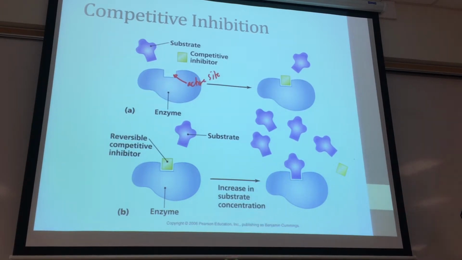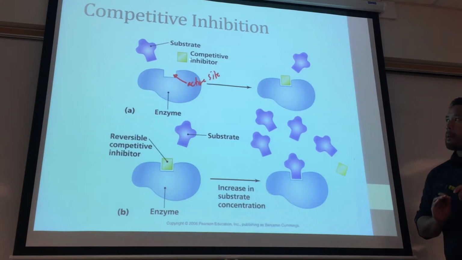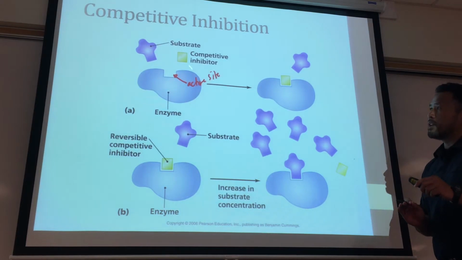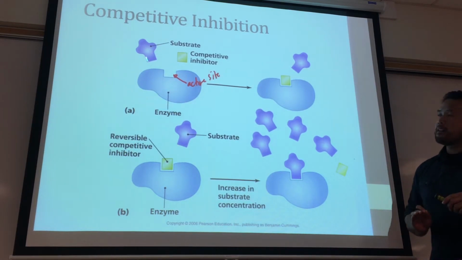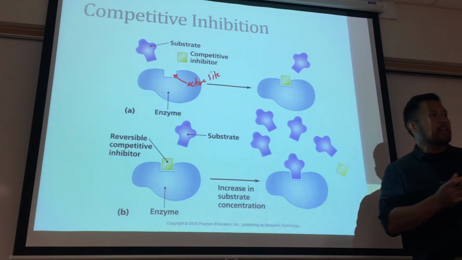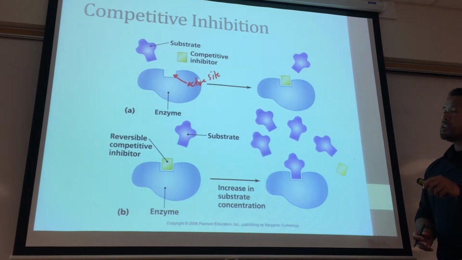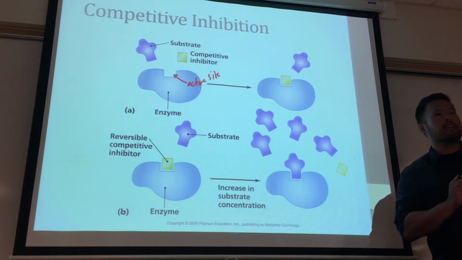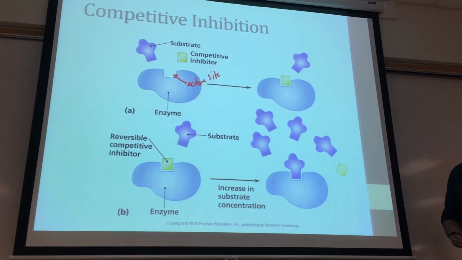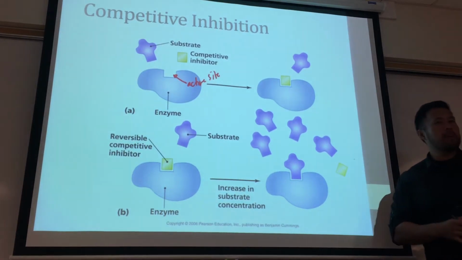A competitive inhibitor comes in and binds to the active site because the structure of the inhibitor mimics that of the substrate. So as I mentioned earlier, lock and key, this competitive inhibitor kind of looks like that key, and it can fit into that area. And what that ends up doing, it literally will block that active site.